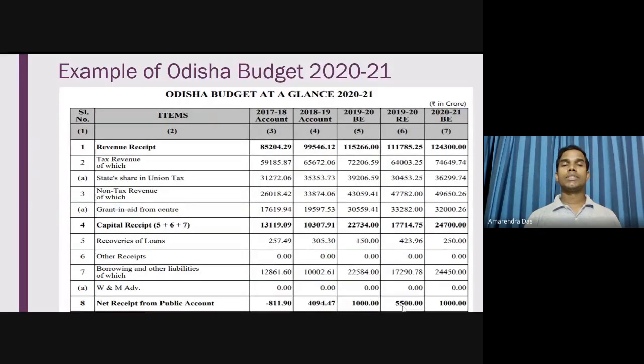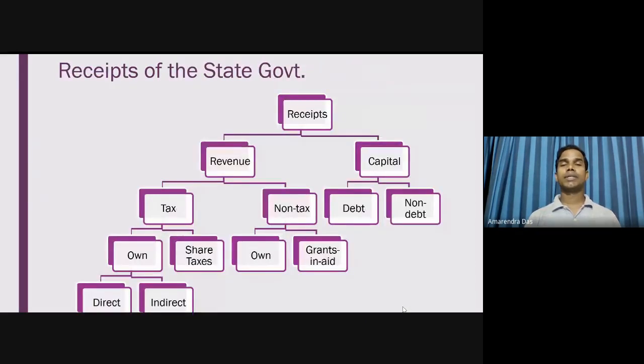Now, I think we should discuss this first. So we can say, just like for the union government, receipts are of two types. One is revenue and capital, and the revenue receipts are of two types: tax revenue and non-tax revenue. And then taxes are of own revenue and share taxes. So I told you what is the share tax. And since there is a vertical fiscal imbalance, the union government transfers some of the resources to the states, and that is basically called share taxes.